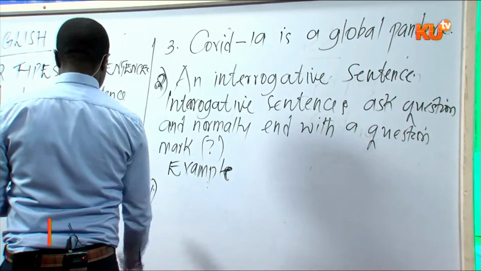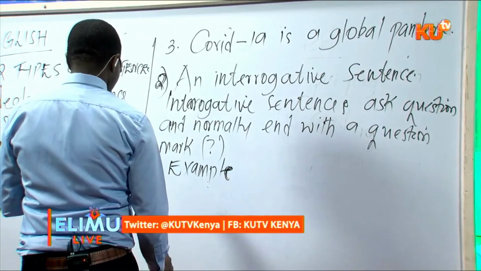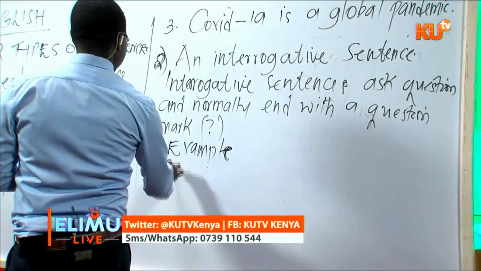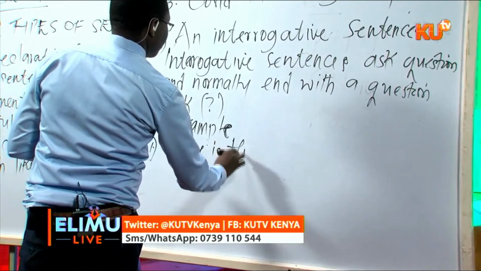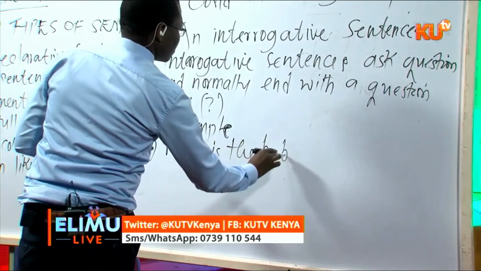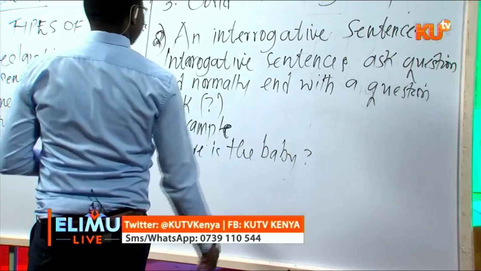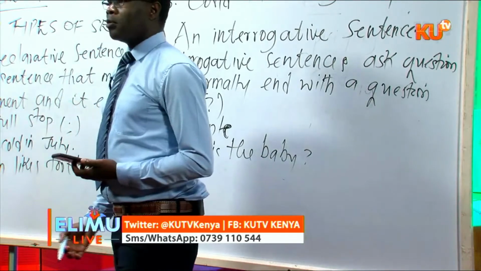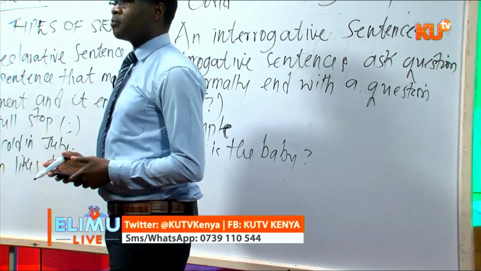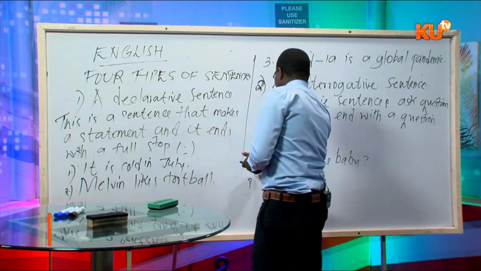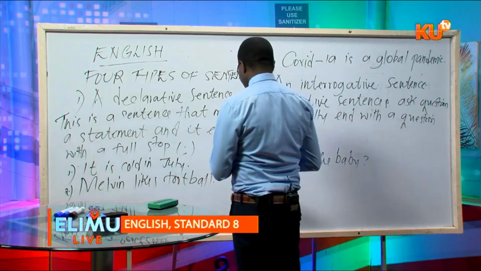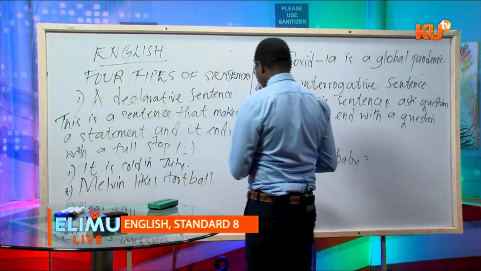Number 1, where is the baby? Where is the baby? This is an example of an interrogative sentence. Number 2, another example of an interrogative sentence.